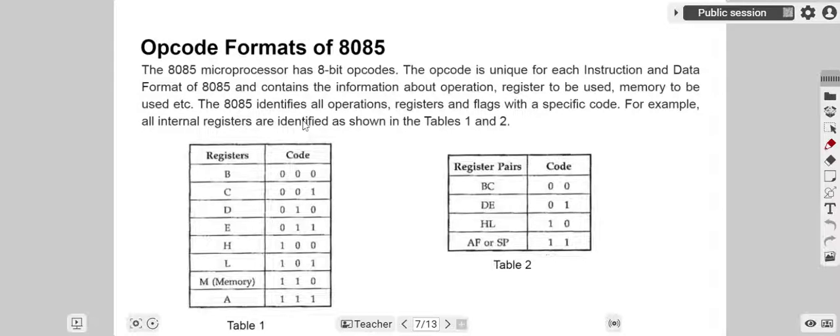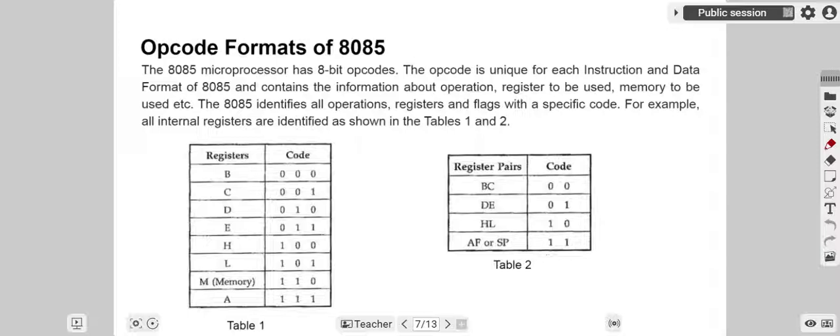So 8085 identifies all operations, registers and flags with some specified code, and that code has already been specified by the designer of the 8085 microprocessor. For example, all internal registers are identified as shown in the tables here. So look at these tables for the time being. Why are these register codes actually required?